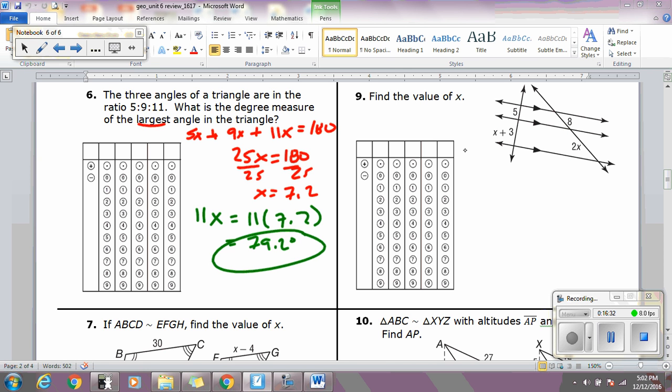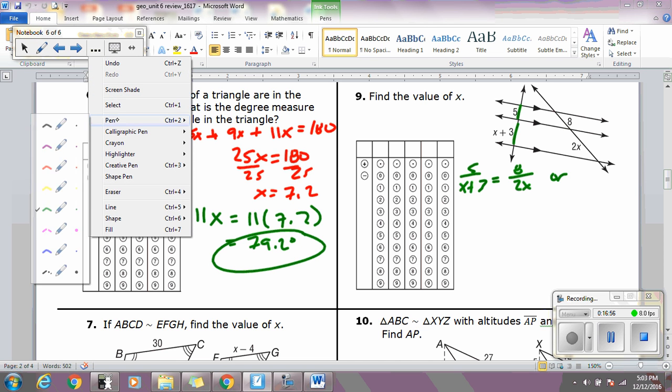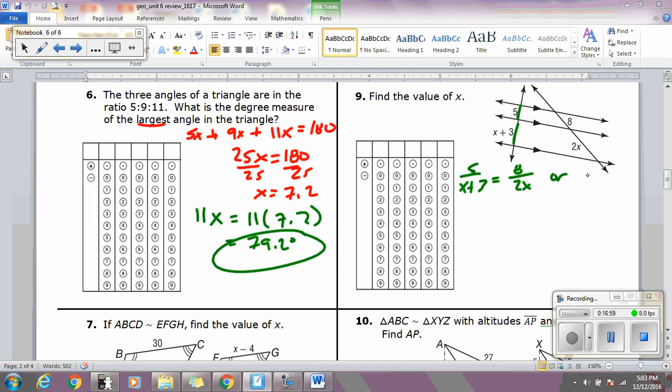On number 9, it wants us to find the value of x. We have a series of 3 parallel lines that divide into proportional parts. So we can do 5 is to x plus 3 as 8 is to 2x, or you could do 5 is to 8 as x plus 3 is to 2x. It really doesn't matter.